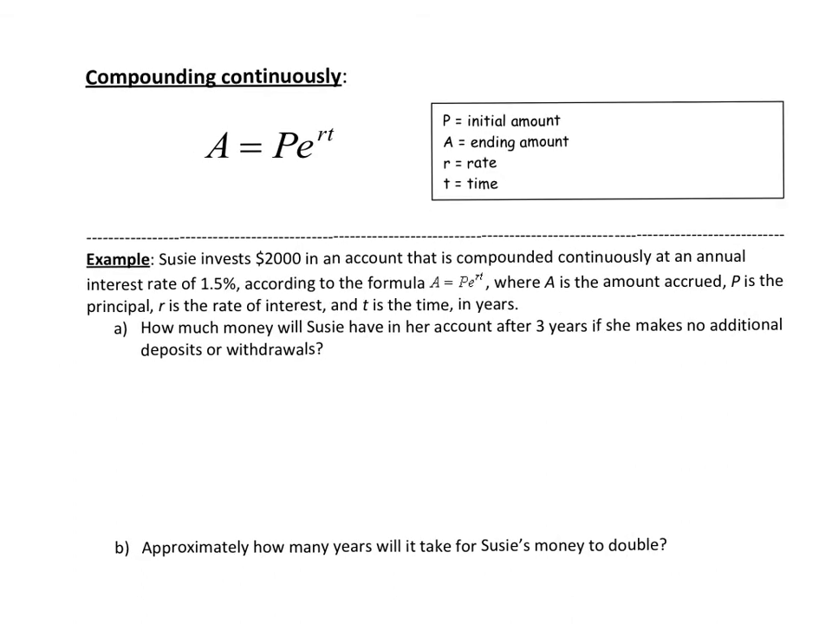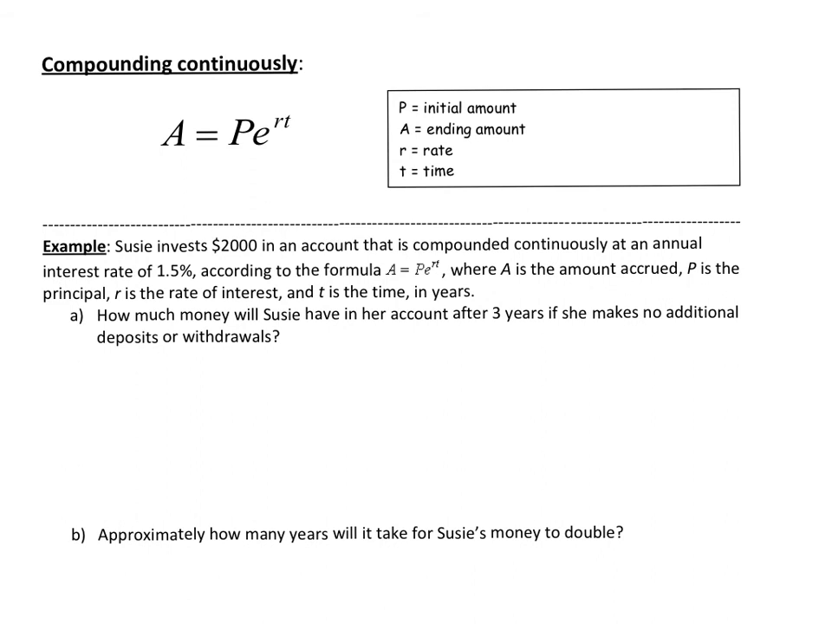So we're talking about Susie investing $2,000 in a bank account, and it's compounded continuously with an interest rate of 1.5%. A is the amount accrued. That just means the ending amount. P is the principal, and R is the rate. So again, we did part A already. I'd like to do part B. So how long will it take for Susie's money to double?